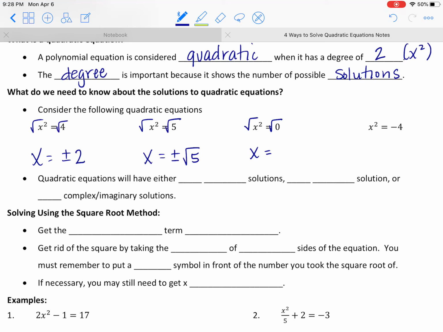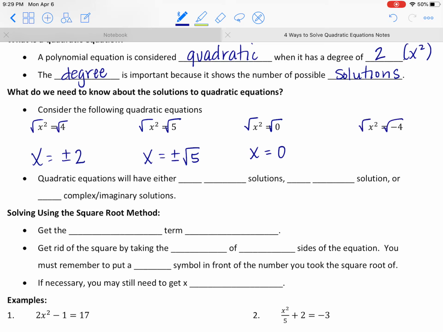2 real solutions, in fact. Now, in this next one, if we took the square root of both sides here, we're going to get x equal to, is there a sign attached to 0? I know the square root of 0 is 0. Is there a difference between positive and negative 0? No. So even though I could stick a plus or minus in there, it wouldn't separate that to 2 numbers. So there will be cases where you're going to get just 1 solution.